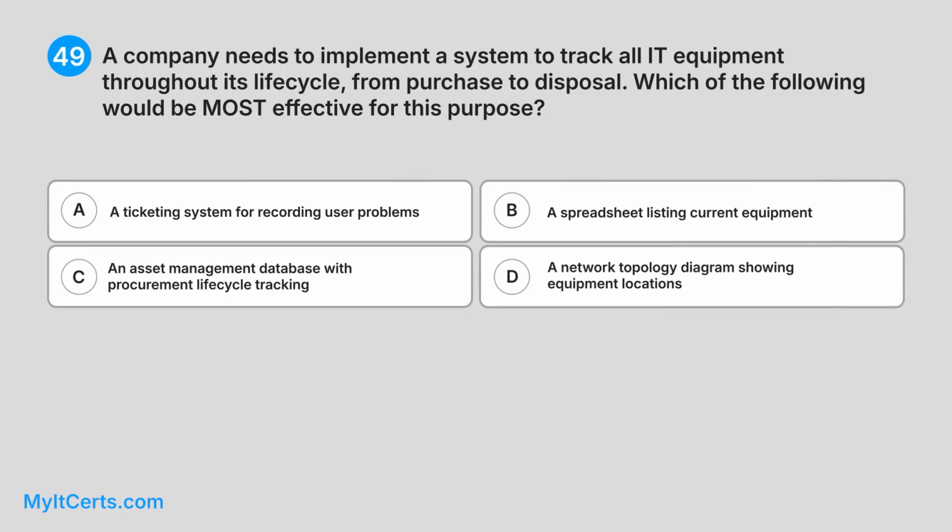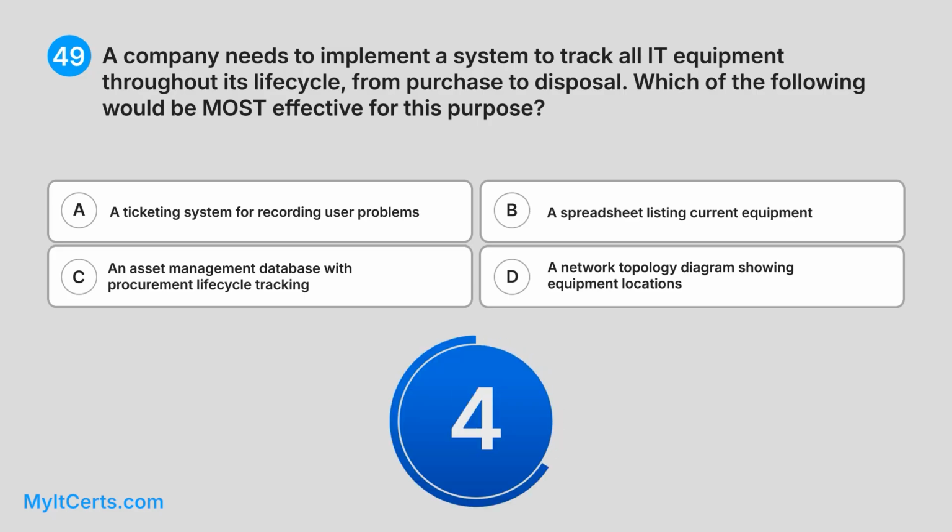49. A company needs to implement a system to track all IT equipment throughout its lifecycle, from purchase to disposal. Which of the following would be most effective for this purpose? A. A ticketing system for recording user problems. B. A spreadsheet listing current equipment. C. An asset management database with procurement lifecycle tracking. D. A network topology diagram showing equipment locations. What do you think is the answer?